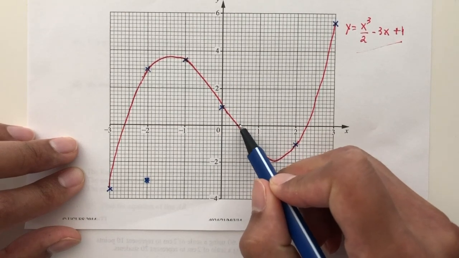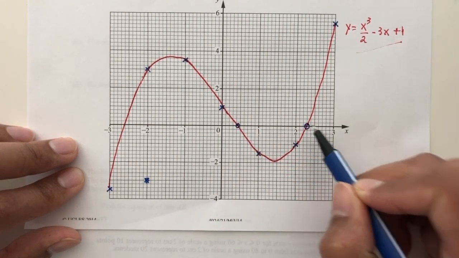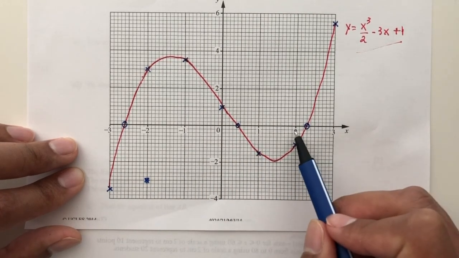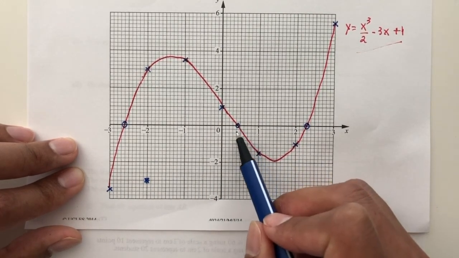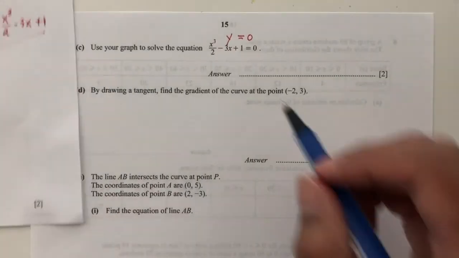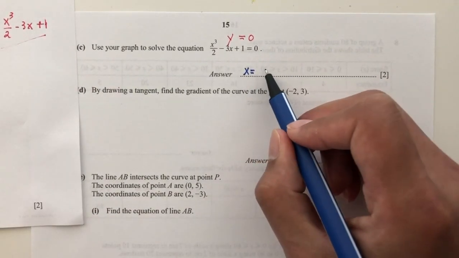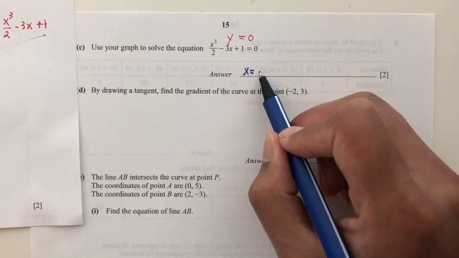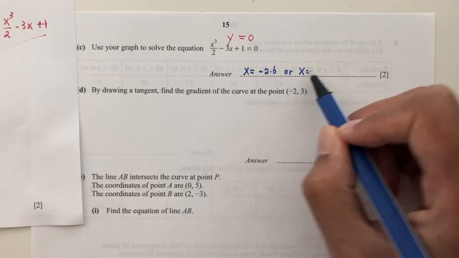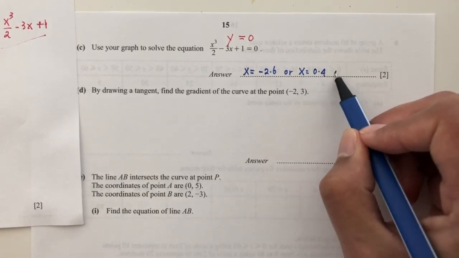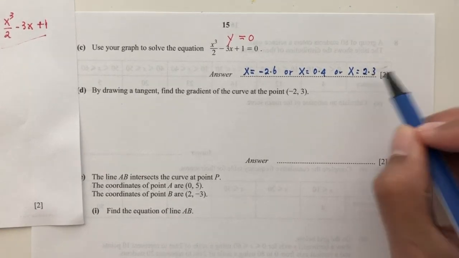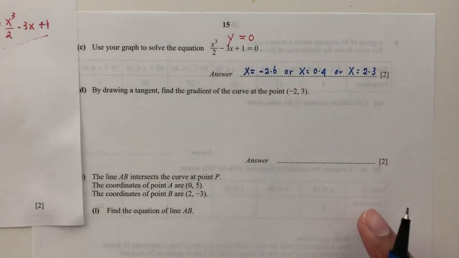So the first point is here, the second point is here, and the third point will be here. So for this one I have what? 2.3, here will be 0.4, and here will be minus 2.6. So x will be equal to, first one is minus 2.6, or x can be 0.4, or I have x equal to 2.3. So we have three values of x.